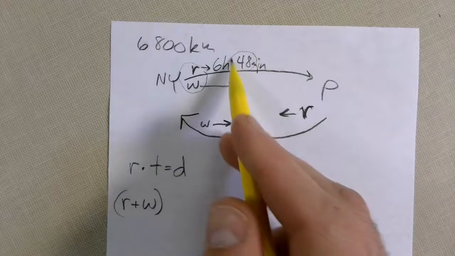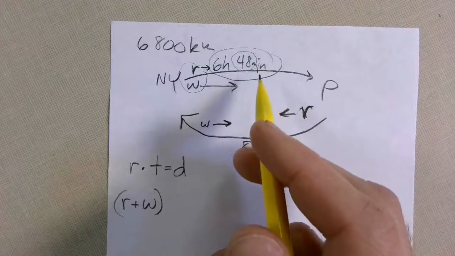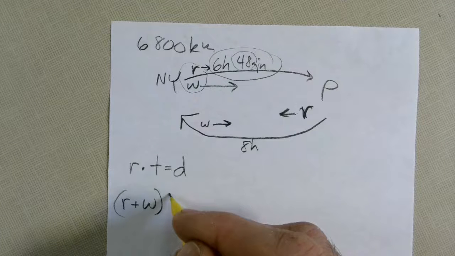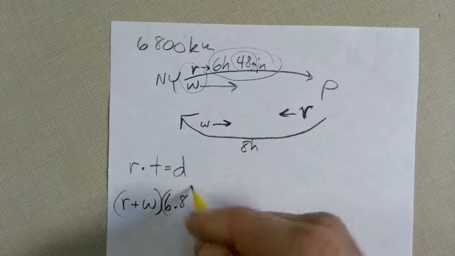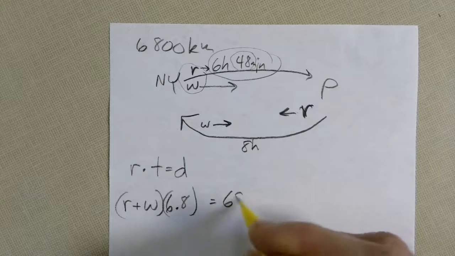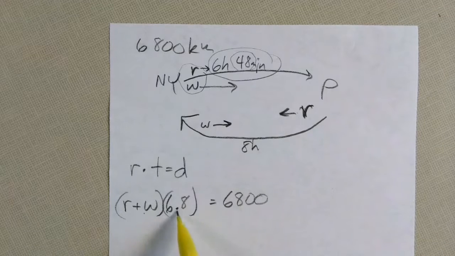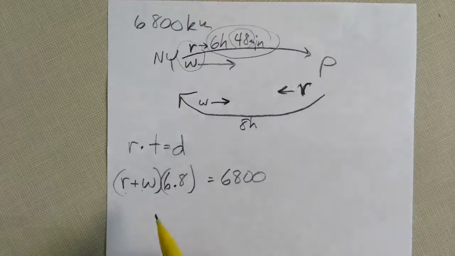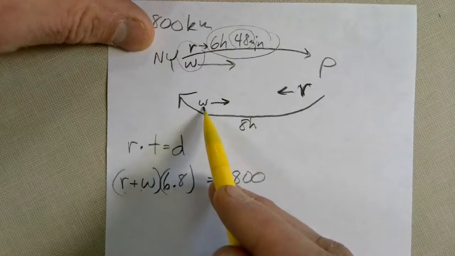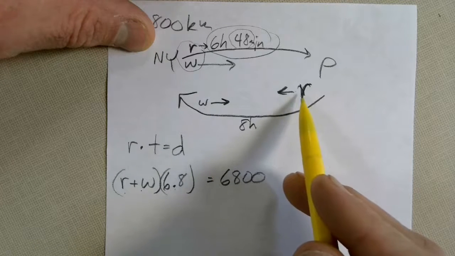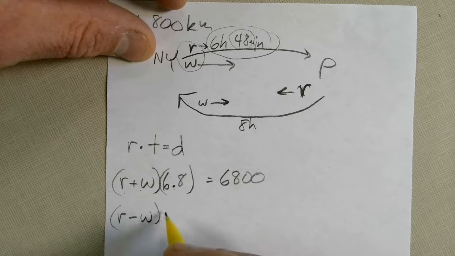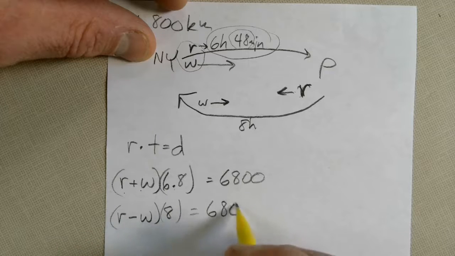And we'll need to convert this into either all minutes or all hours. Why don't we do hours? So 6 and 48 sixtieths, which is 6.8. 6.8 hours equals 6,800 kilometers. Rate times time equals distance. Now, notice we have two variables, so we actually need to create another equation with the same two variables. Now, on this one, the rate is the speed of the jet minus the wind. It's going slower. Rate minus the wind. And that one goes for 8 hours, and it takes the same 6,800 kilometers.